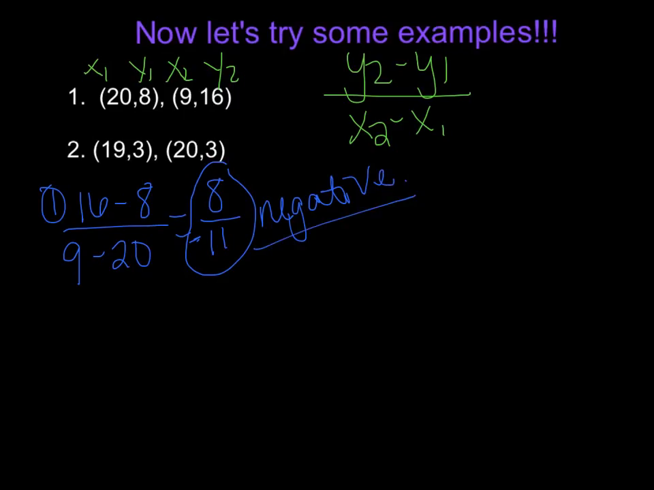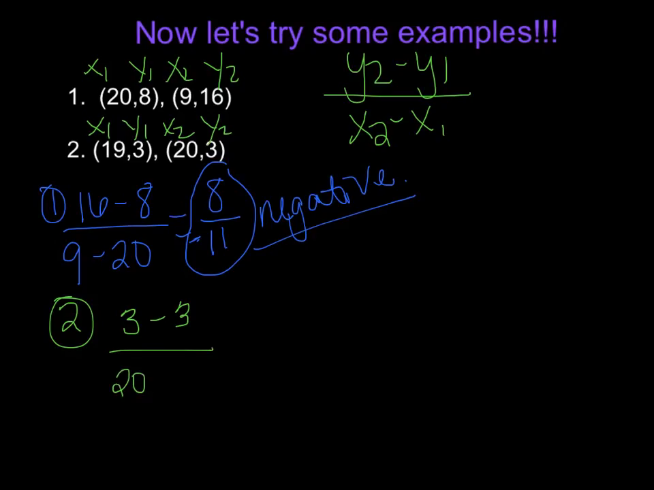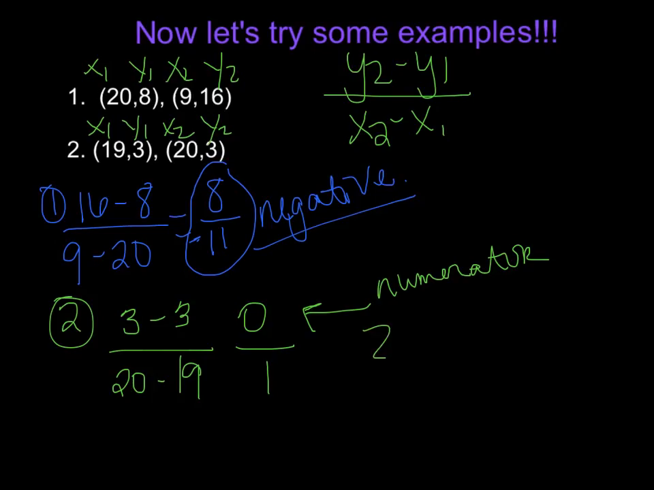All right, number 2. Like I said, label them x1, y1, x2, y2. Your y2 is 3, your y1 is 3. Your x2 is 20 minus your x1 is 19. 3 minus 3 is 0 over 20 minus 19, 1. You guys know that anything divided by 0 is going to give you an undefined result. But what I want you to notice here is that the 0 is in the numerator of the fraction. And what this means is that you have a 0 slope.